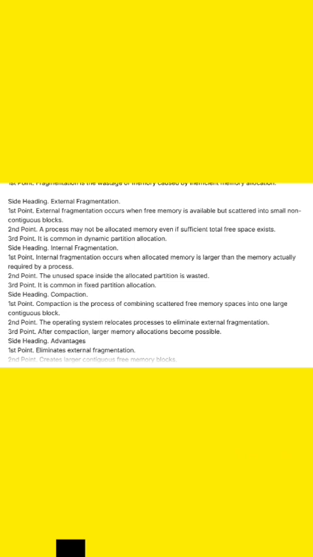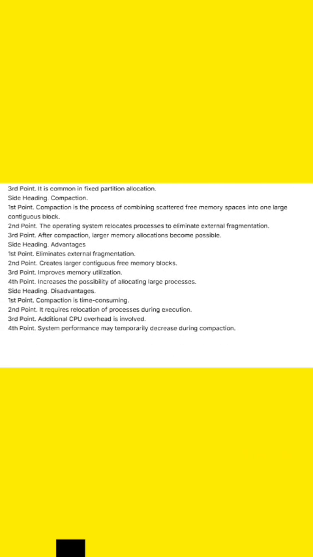Compaction. First point. Compaction is the process of combining scattered free memory spaces into one large contiguous block. Second point. The operating system relocates processes to eliminate external fragmentation. Third point. After compaction, larger memory allocations become possible.